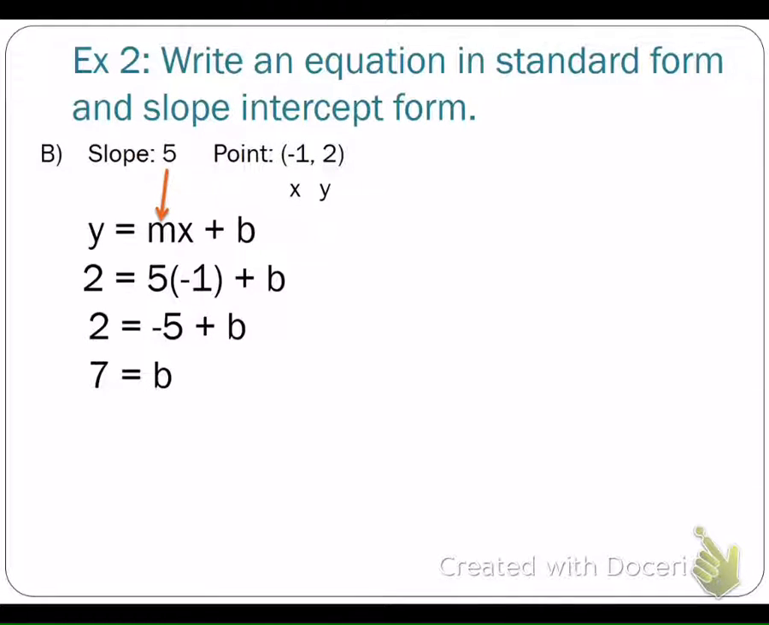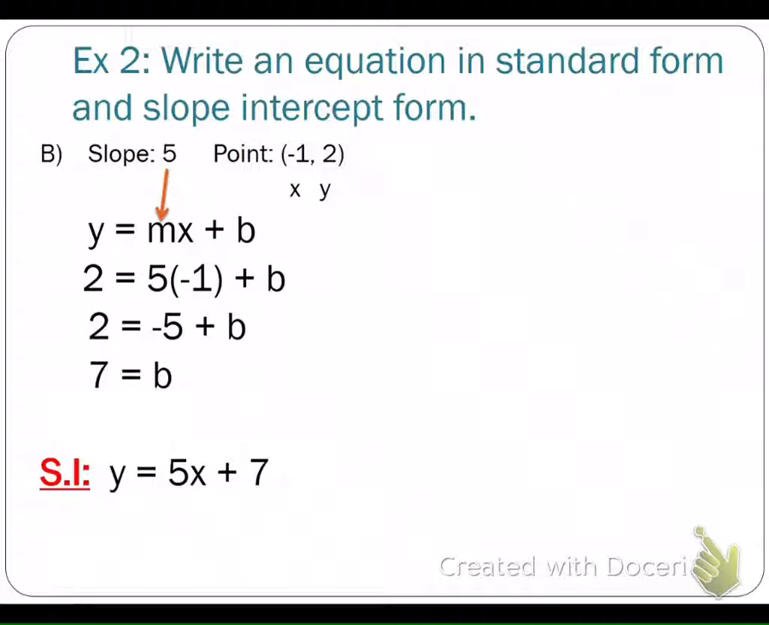Do I care about the -1, 2 any longer? No, that's the biggest mistake I see in this is people want to keep using that. They're like holding on to it with their death grip, you know. You're just using it, finding b, get rid of it, okay? All I care about now is the slope and the y-intercept, the m and the b.